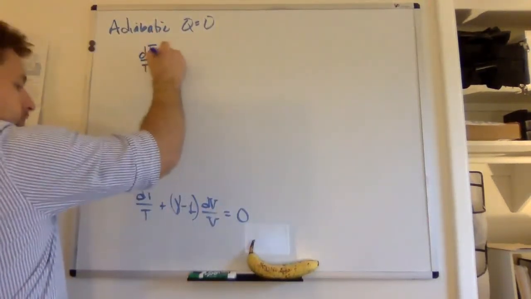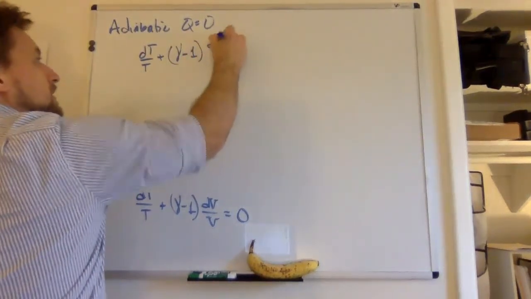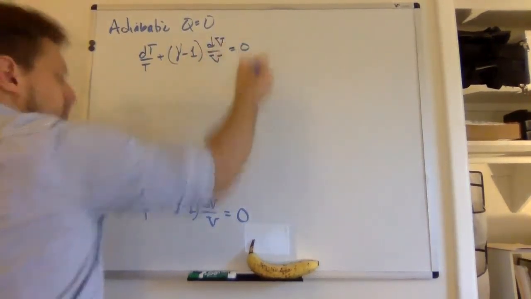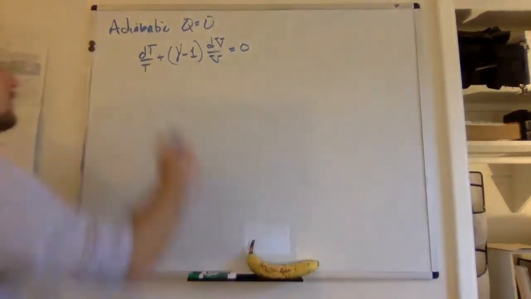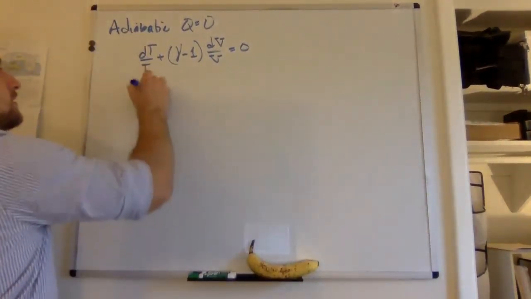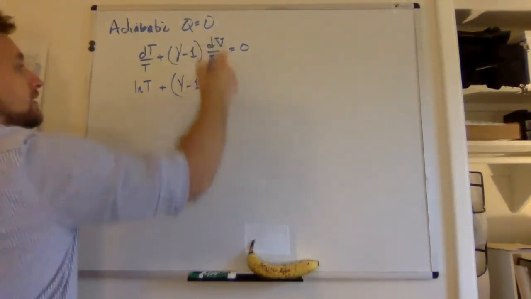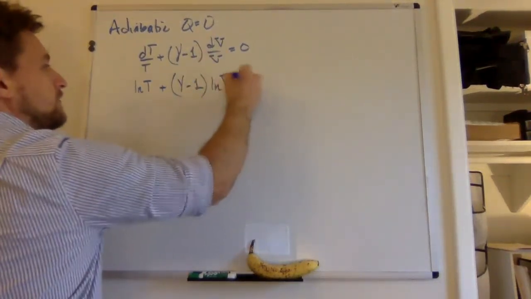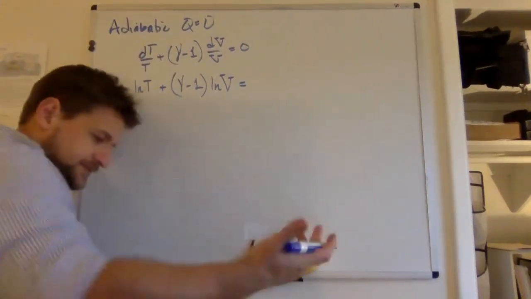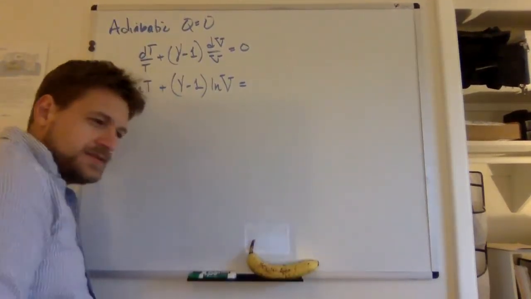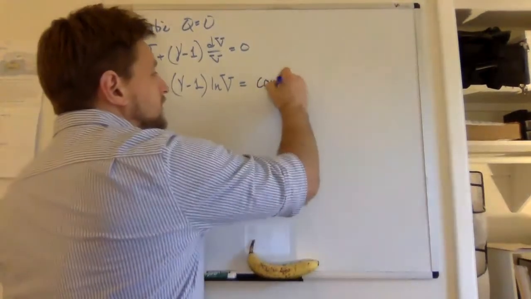T over t plus gamma minus 1 dv over v equals 0. Integrate here, it gets us natural log of t. Gamma minus 1 is a constant. Integrate here, that gets us natural log of v. Integrate the right-hand side. What's the integral of 0? 0 plus integration constant.